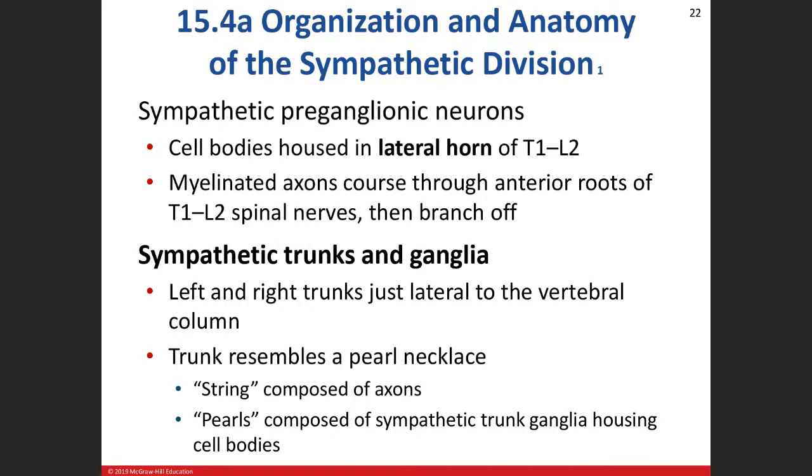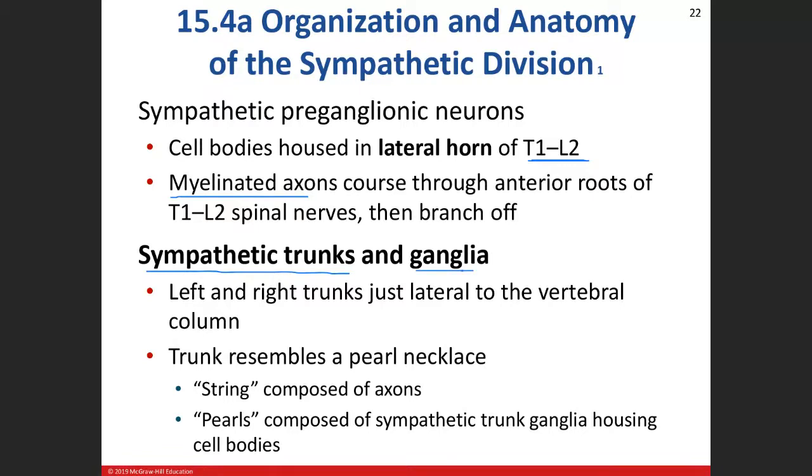Jumping into what I said, the cell bodies are located in the gray matter in the lateral horns of T1 through L2. They are myelinated, but they're just small. These preganglionic neurons are going to travel to a ganglion. The one that we saw in lab is the sympathetic trunk. That's just outside, and it runs parallel to the spine and the spinal cord. And then we'll talk about the remaining ganglia.